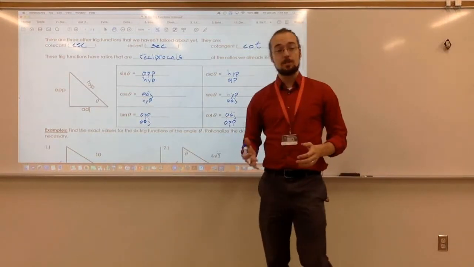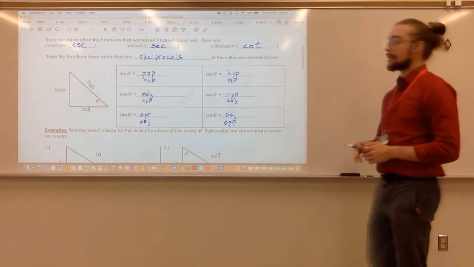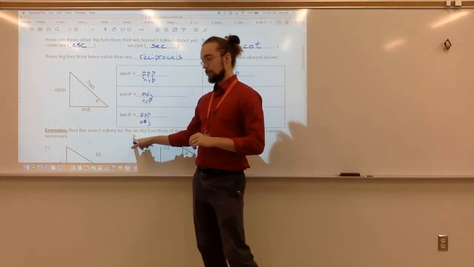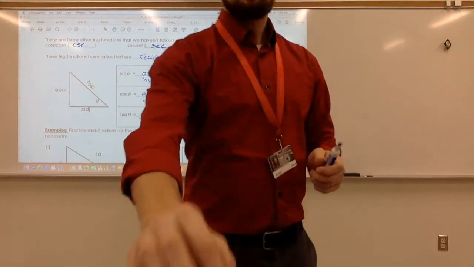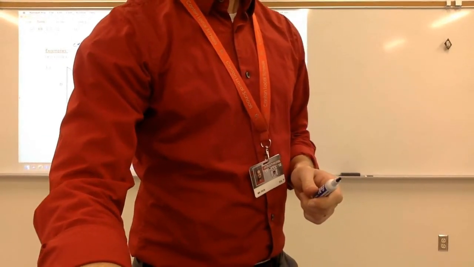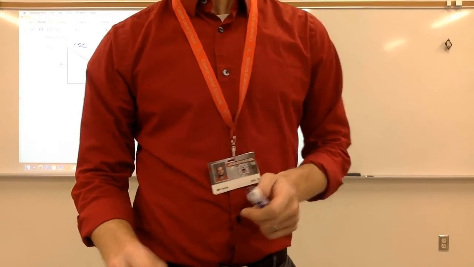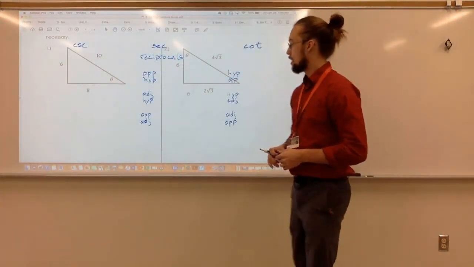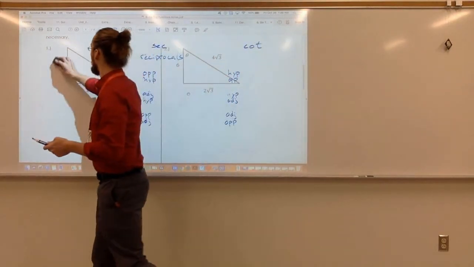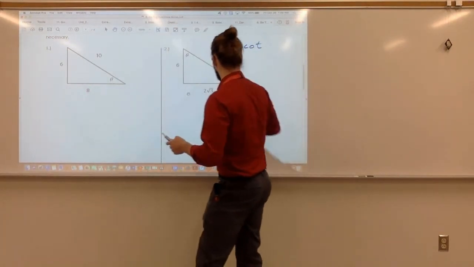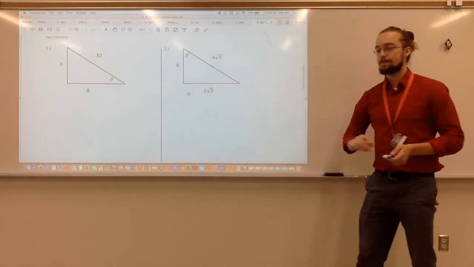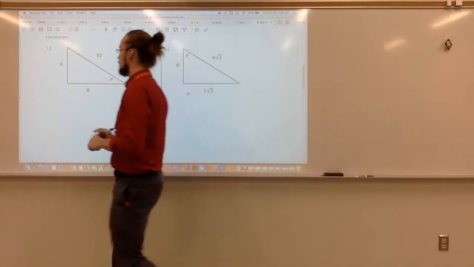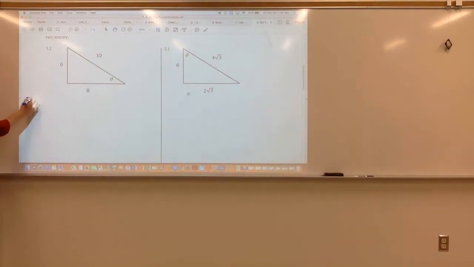All right, so let's try a couple of examples where we write out all 6 trig functions. On both of these examples, we are given all 3 sides. So we're not going to have to use the Pythagorean theorem on either of these. If we get a square root in the denominator, we will have to rationalize it. So let's write out all 6 of our trig functions.